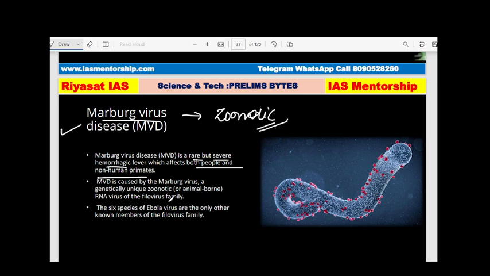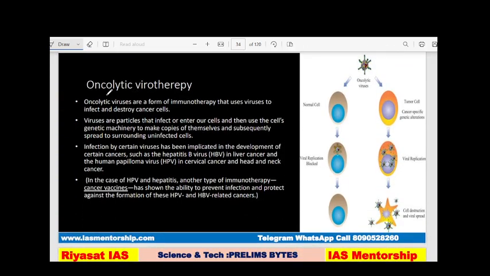Okay, and this virus belongs to the filovirus family, remember it. The 6 species of Ebola virus are the only other known members of the filovirus family. The filovirus family includes the Ebola virus and also the Marburg virus. Understood? Okay. Next is oncolytic virotherapy.